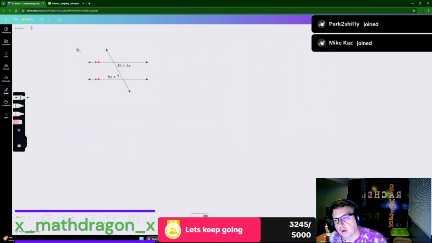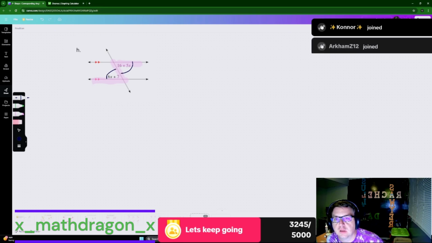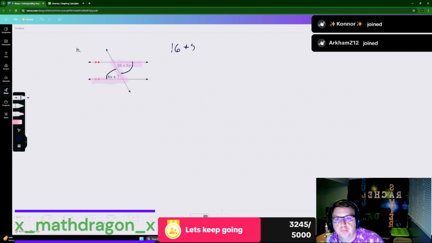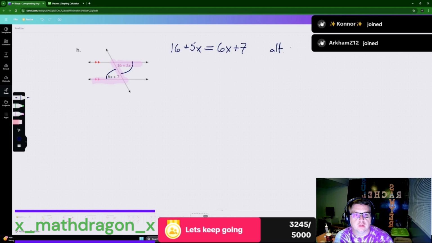Now, the last one we're going to do is this problem right here, and if you highlight, you can see the Z shape. Z shape means alternate interior angles, and what we know about them is that they are equal. So I'm going to set them equal to each other by alternate interior angles.